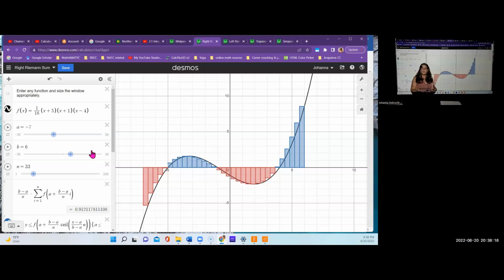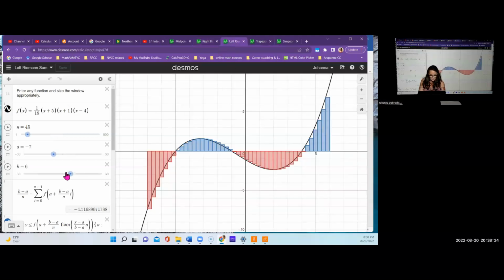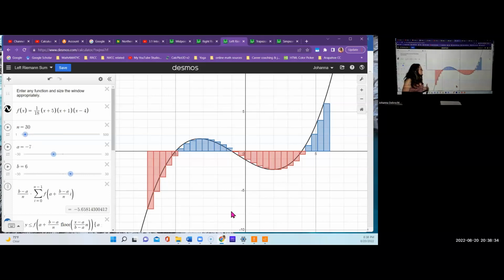Now, this was the right Riemann sum that you learned in Calculus 1. What about the left Riemann sum? The left Riemann sum is basically the same thing. Let me reduce the number of boxes so that we can see the boxes more easily. You can tell on this, it's very similar to the right Riemann sum. It's the same function, in fact. But in this particular one, I'm using the left endpoint of each subinterval for the height of the rectangle.